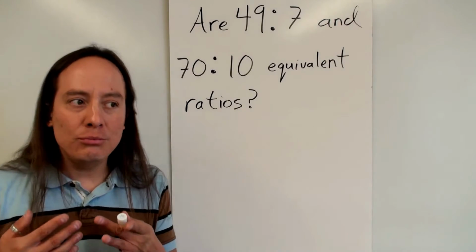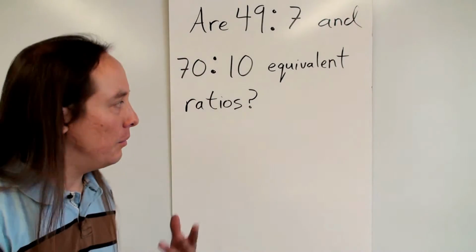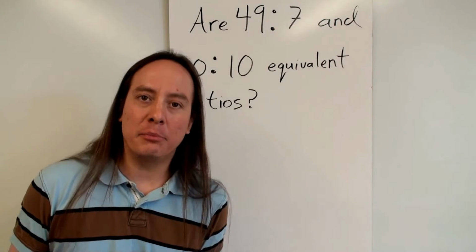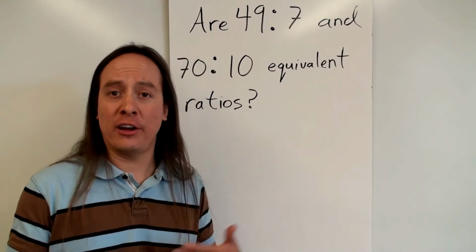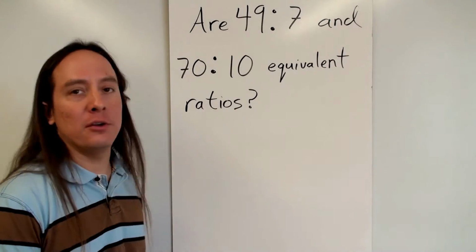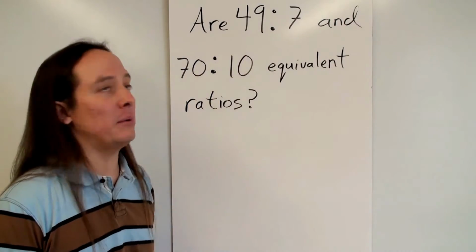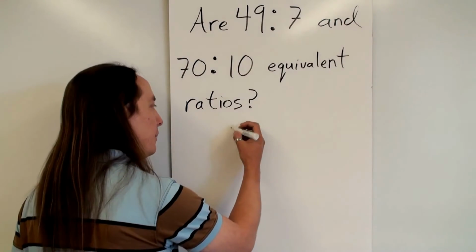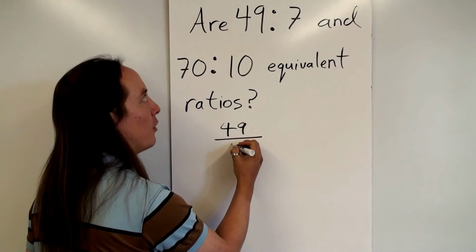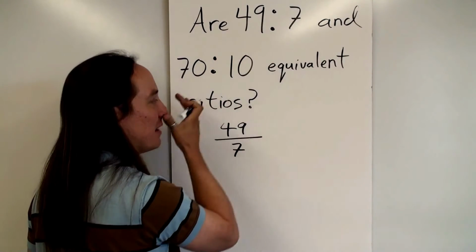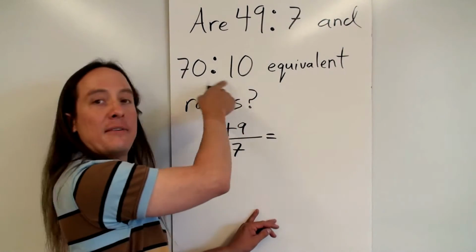How would you go about proving that yes they are or no they are not? Well, remember the cross product principle. That's what's going to make this check out for us, okay? Or not check out, we'll see. So first thing to do is to write the ratios that they give us, the two complete ratios. The first one is 49 over 7, right? 49 to 7. And the next one that it is supposed to be equivalent to is 70 to 10.